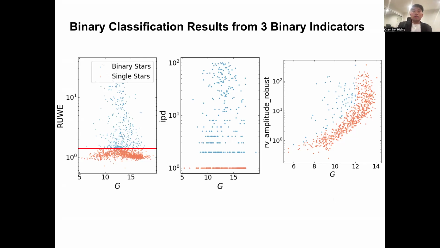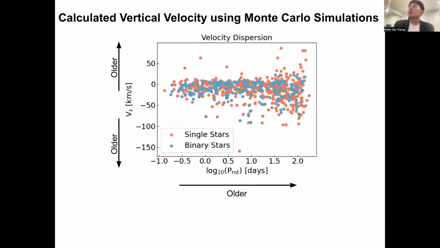magnitude. And for RV amplitude robust, because it's heavily dependent on the magnitude, I had to use curve fitting of the single stars with magnitude greater than 12, because they're kind of faint. And then I calculated the vertical velocity using Monte Carlo simulations.